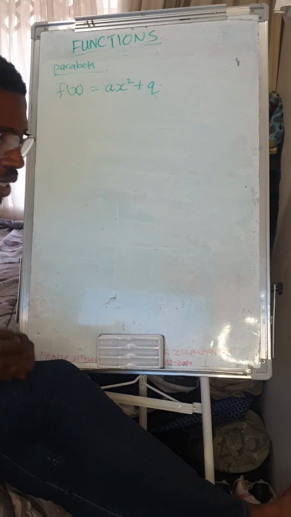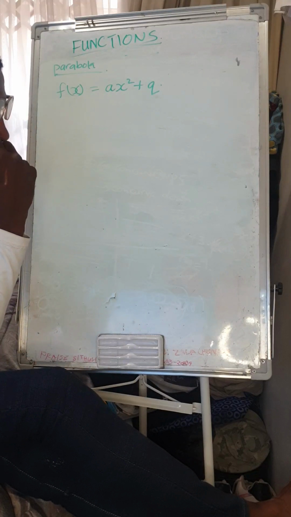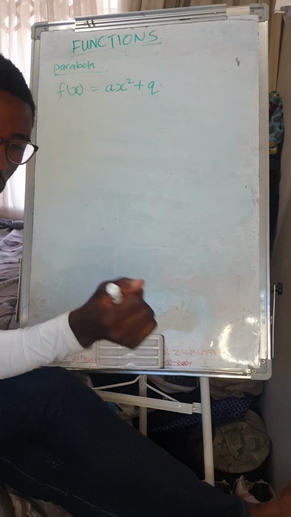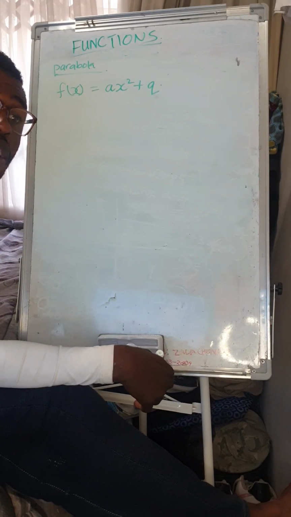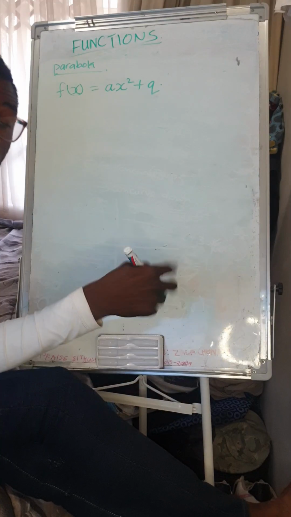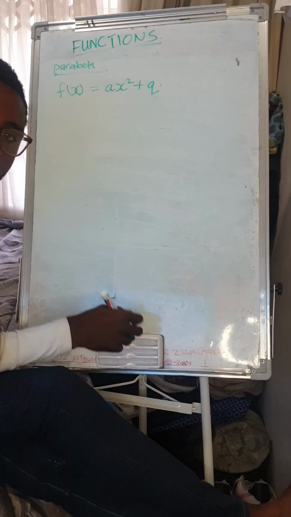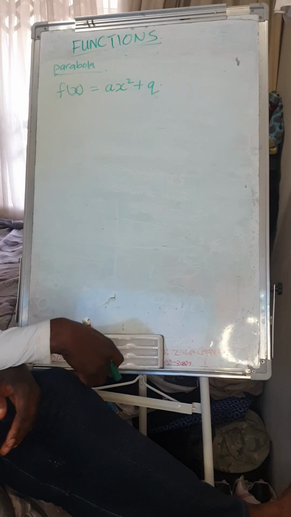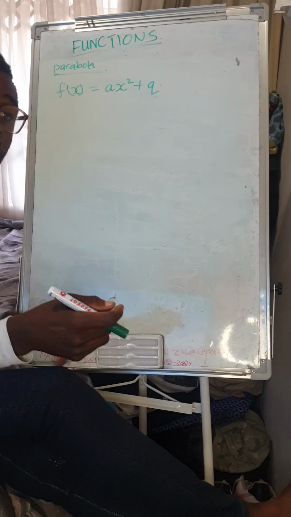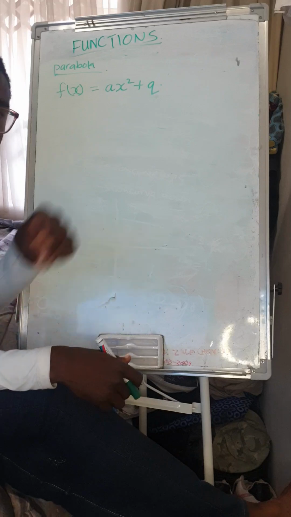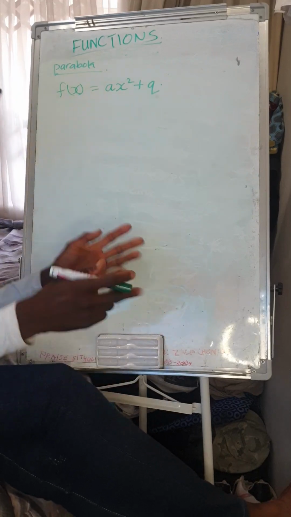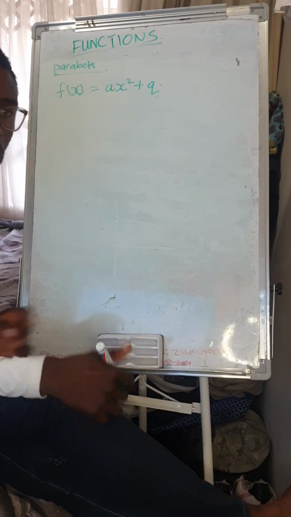I hate this thing that we are always told to check the concavity of a graph. You already know that if A is greater than 0, then it's concave up. So why do we have to list that step, check the concavity? No, that one is just a waste of time. You already know that if A is less than 0, then it's concave down. So it's a waste of time to say check the concavity. Let's go straight to the point.